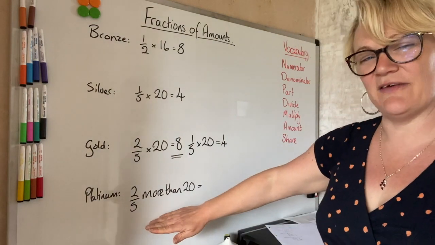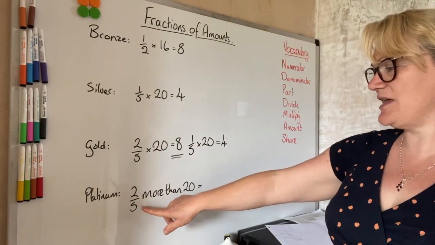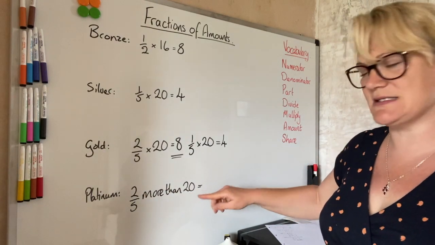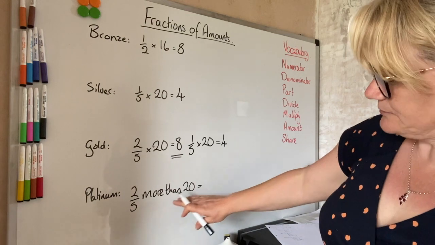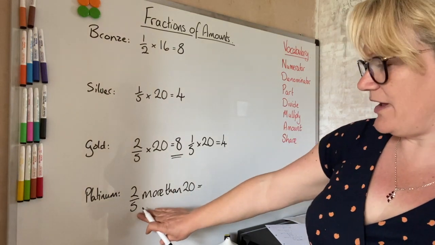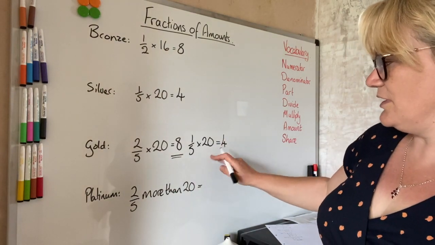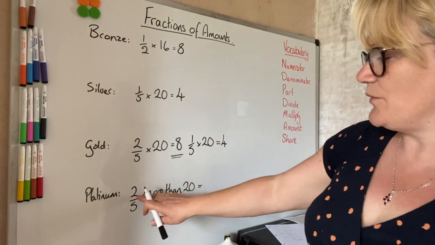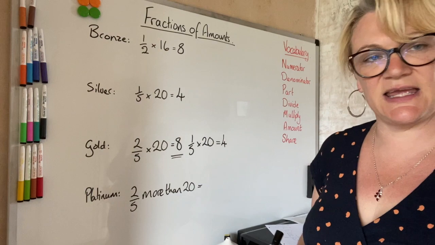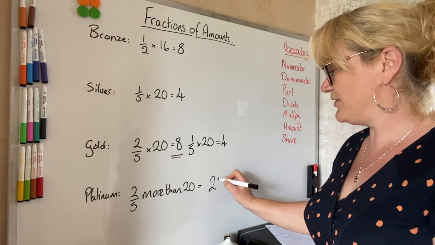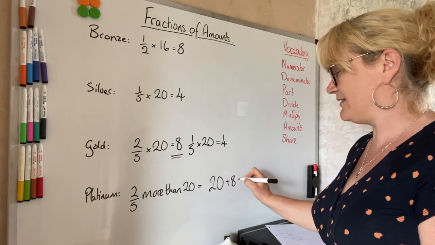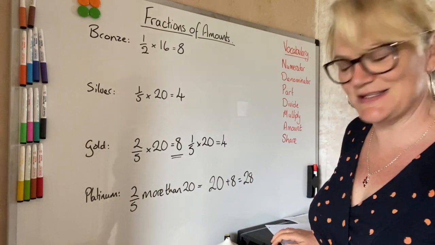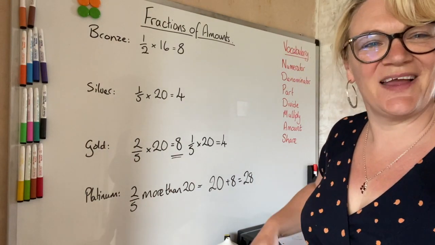Our platinum level questions get really tricky because then we want to find out what 2/5 of 20 more than 20 is. So we're going to have our 20 divided by 5, just like we did before, to find out 1/5, and that gives us the 4 again. We've timesed it by 2 to give us 8, and now we're going to have those numbers added together, the 20 and the 8, which is 28. Have a try.